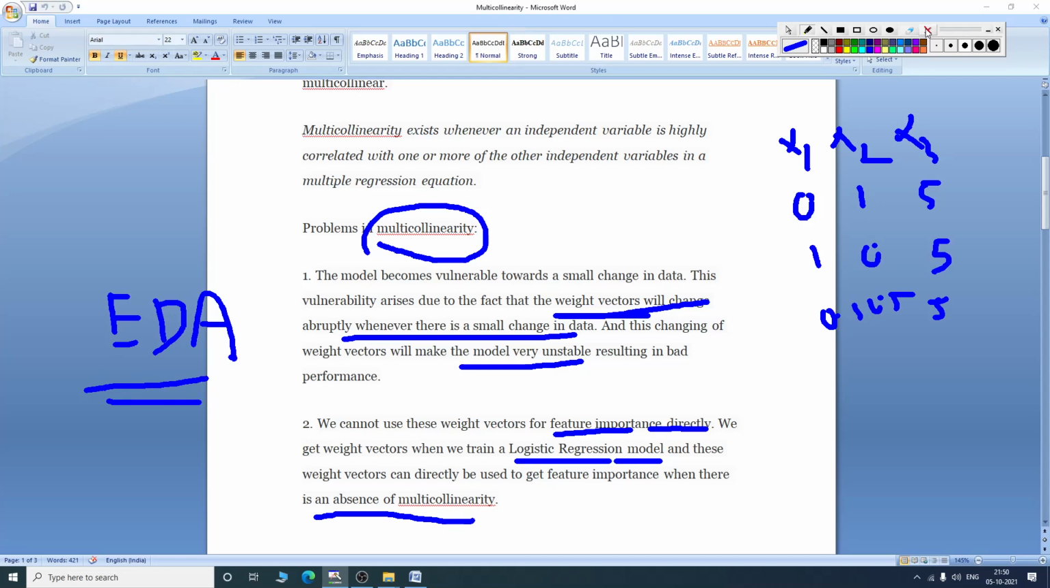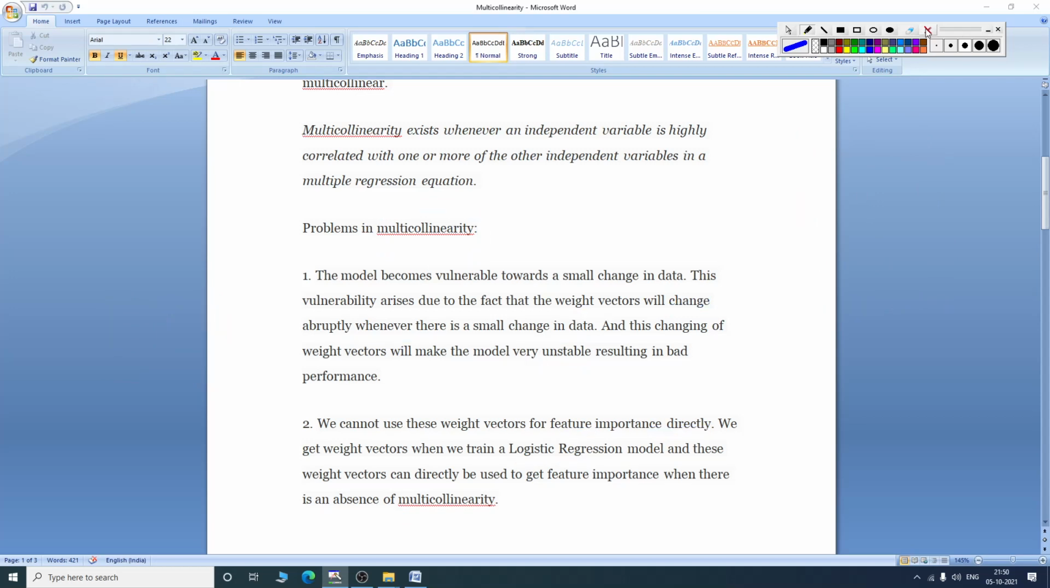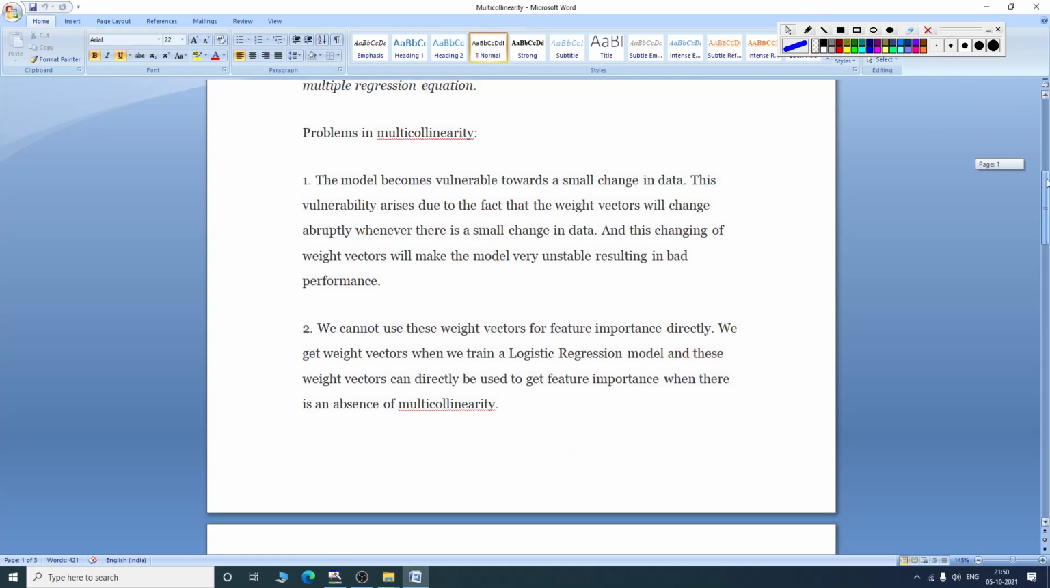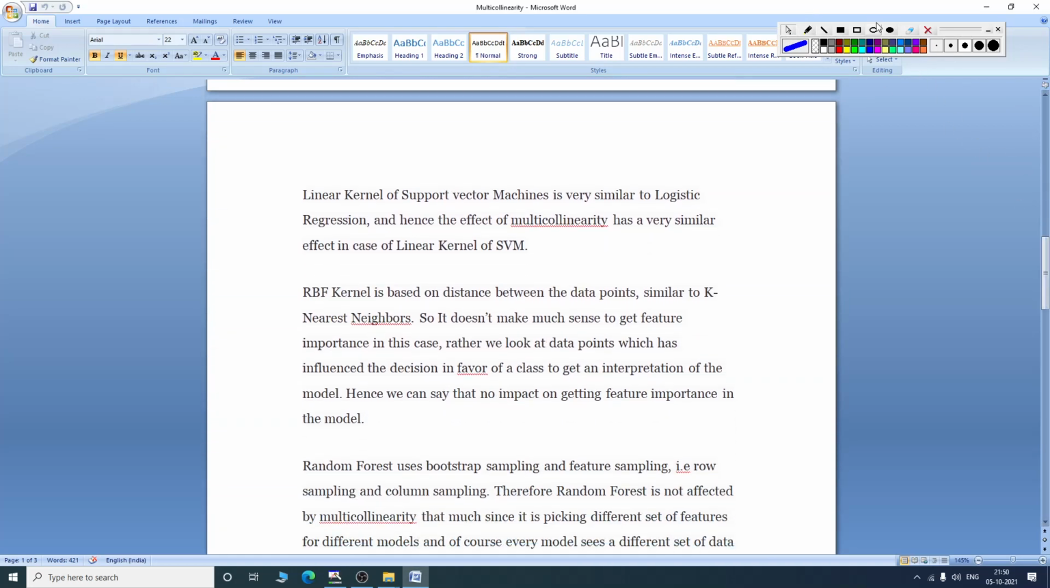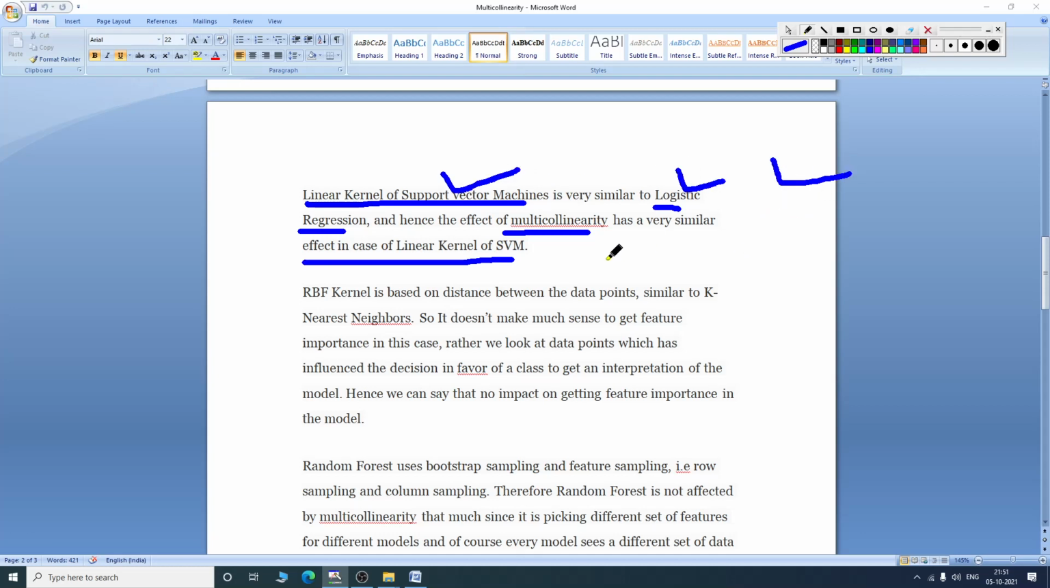Okay, so now I want to discuss with you which machine learning models do well with multicollinear data and which don't. The linear kernel of support vector machines is very similar to logistic regression, and therefore the effect of multicollinearity is very similar in the case of linear kernel SVM. So linear kernel SVM, logistic regression and linear regression, these three are affected by multicollinearity, and you have to be very careful if there is multicollinear data.